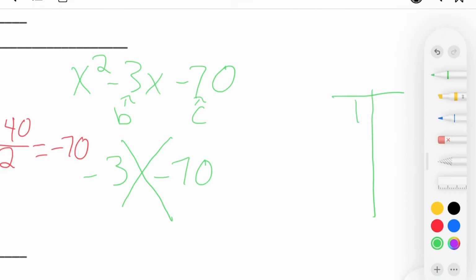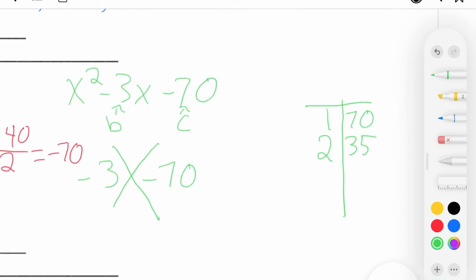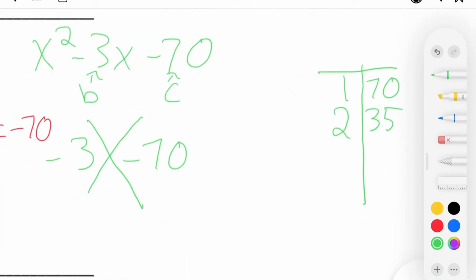Start with number 1 always. What 1 times what gives you 70? 70. 2 times what gives you 70? That's 35. 3 cannot go into 70 evenly. What do I mean by evenly? I mean if you do 70 divided by 3, it will give you a fraction. Same thing with 4. 4 cannot go into 70 evenly.